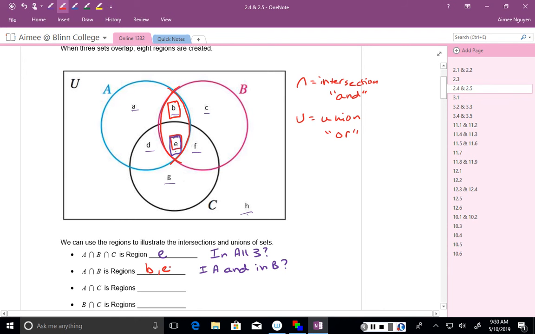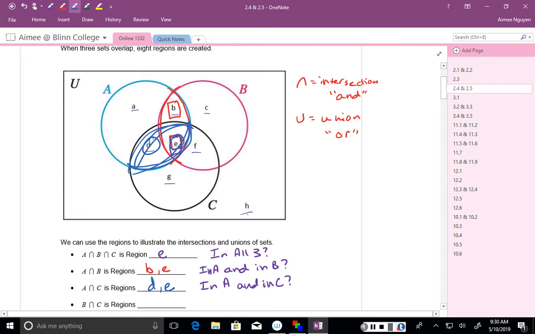Similar to that would be A intersecting C. So A intersecting C would be in A and in C. I can do something similar here. Again, I want to be in A and in C. So A is here, C is here, and so I get D and E.